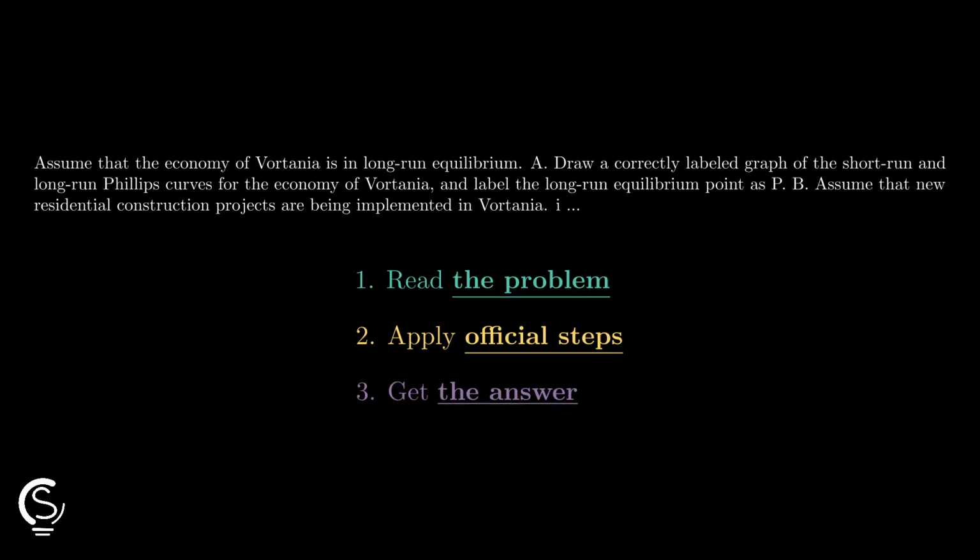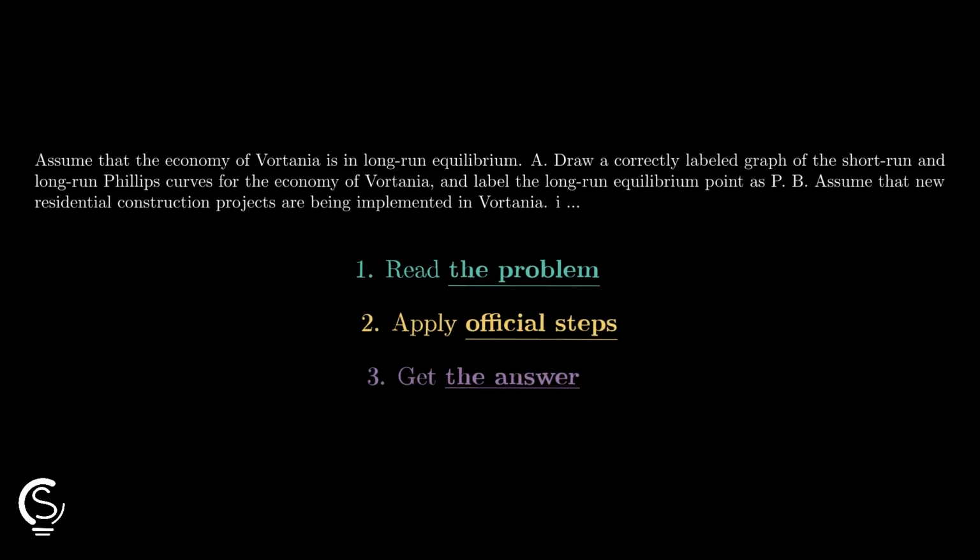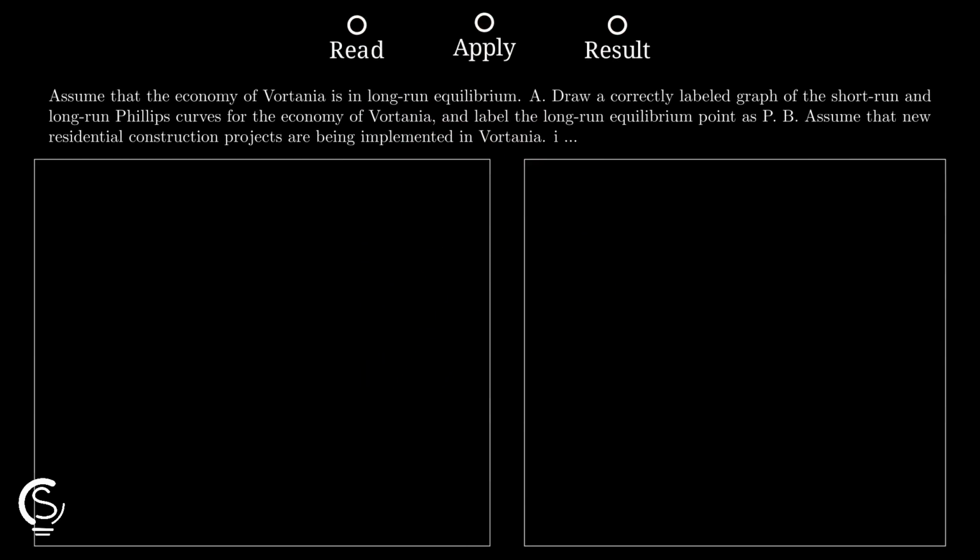Let's go! In the short run, new residential construction projects increase investment, causing aggregate demand to rise and real output to increase. On a Phillips curve graph, this shift is shown as a movement up and left along the short-run Phillips curve, or SRP, from point P to S.